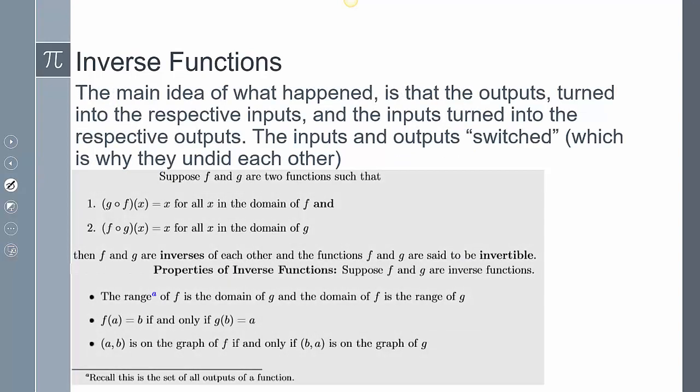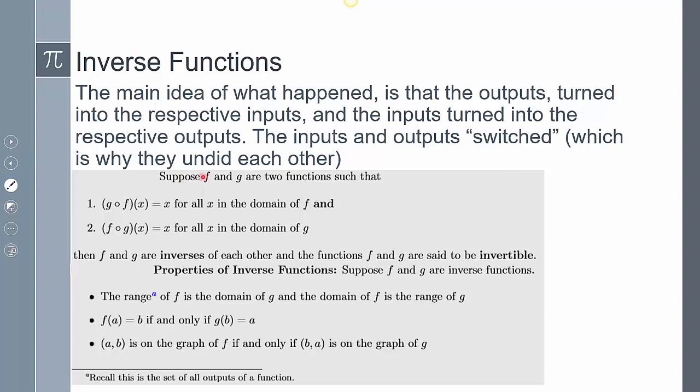So let's define some things. Now, the main idea of what just happened is that the outputs turned into their respective inputs. That's why they kind of switched. They undid each other. Now, as we talk about this concept a little bit further, we're going to define a few extra things.